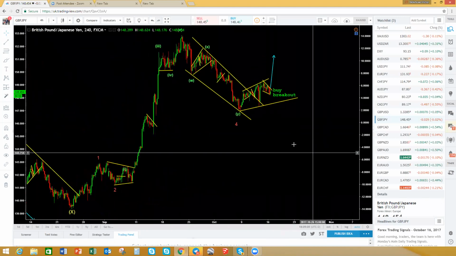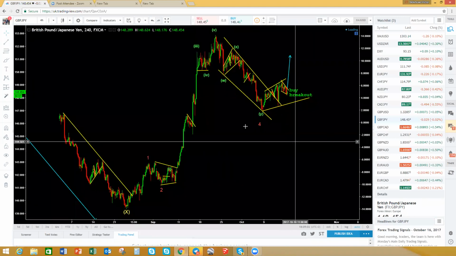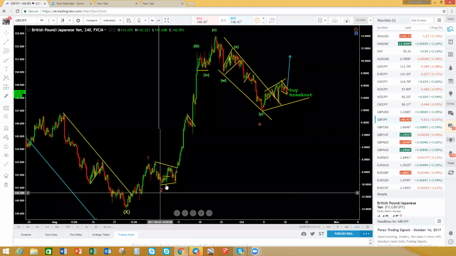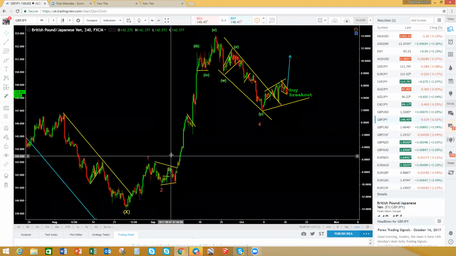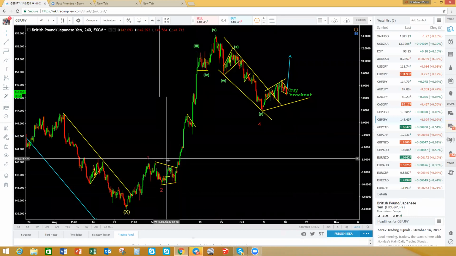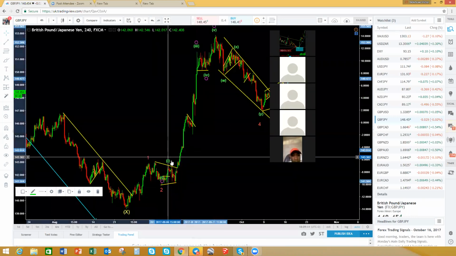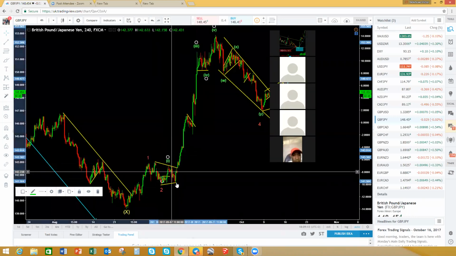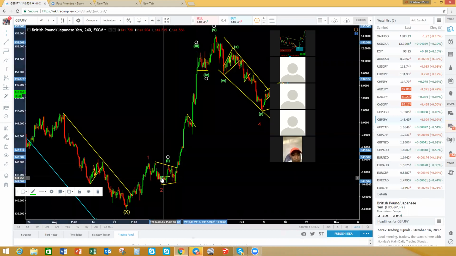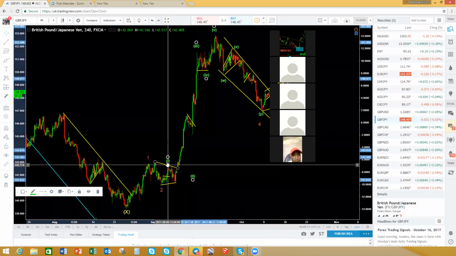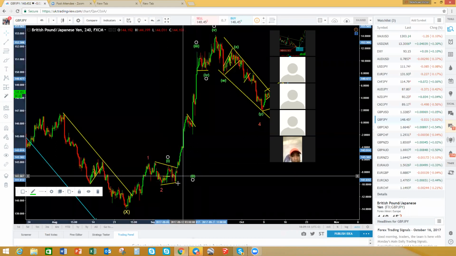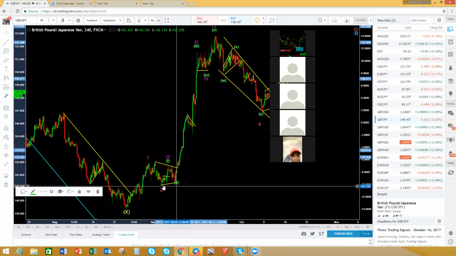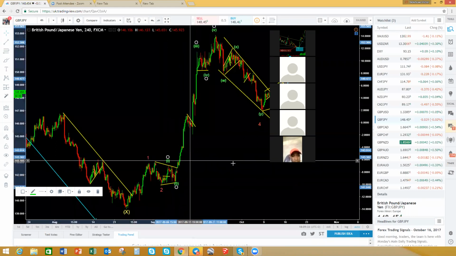Pound JPY, as you can see here, I've got 1, 2, and within that 1, 2, I've got 1, 2. That's not visible. Let's put it up there. 1. I should get another 2 here. I can't see it. I've lost my wave 2 here. I should have another 2 in green here. It is somewhere here.